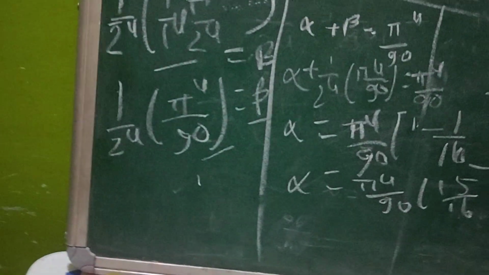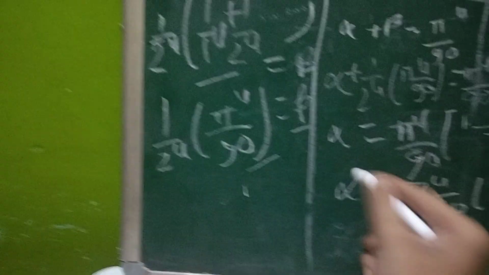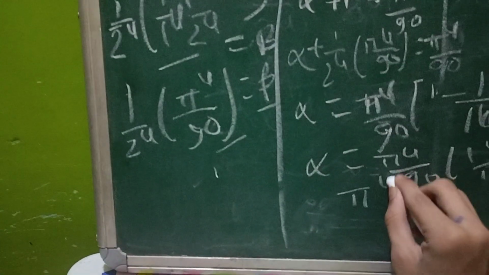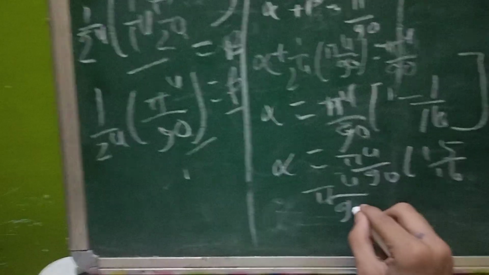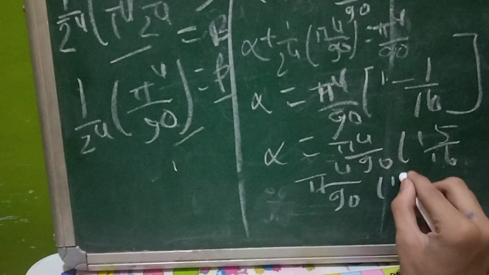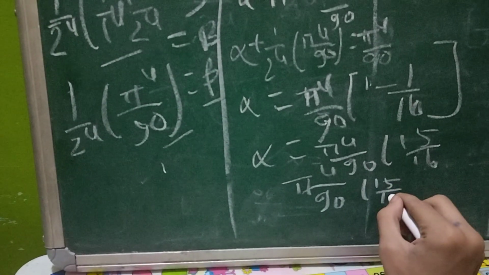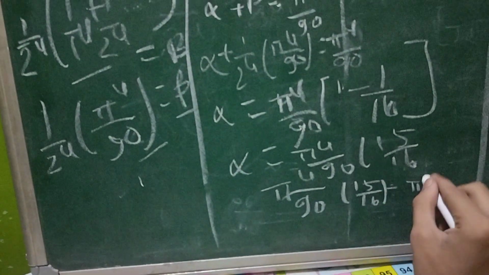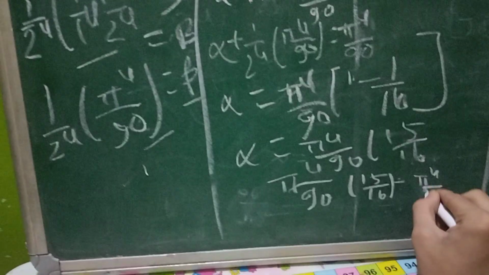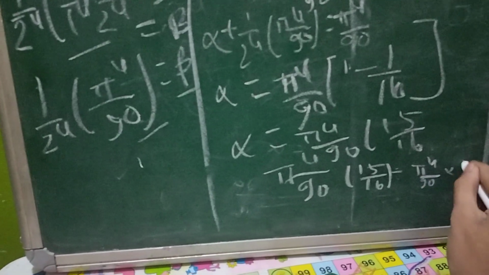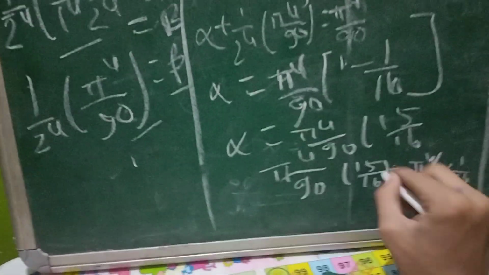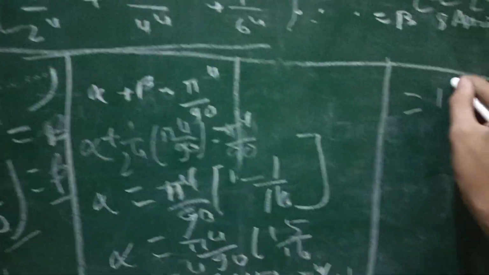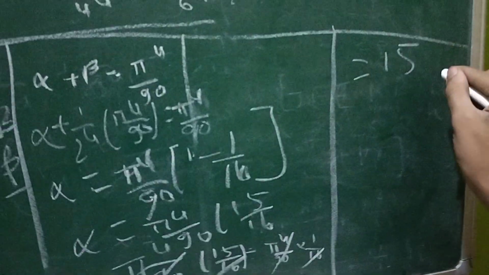Now to find alpha upon beta, we can divide these two equations. Alpha upon beta is just pi to the 4 upon 90 times 15 by 16, upon pi to the 4 upon 90 times 1 upon 16. This and this will cancel, 16 and 16 will cancel. The answer turns out to be 15.